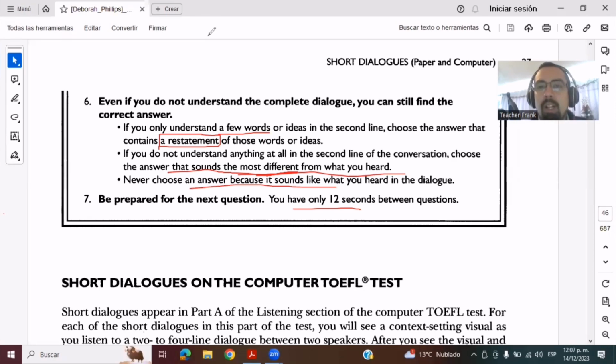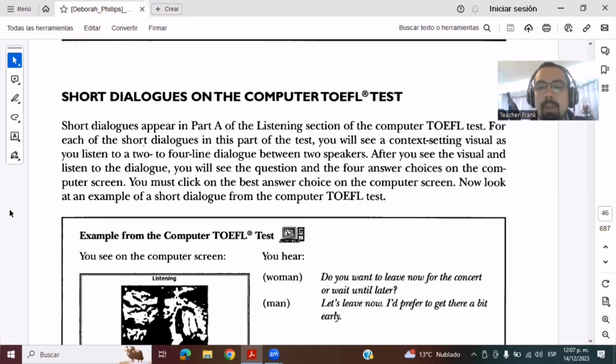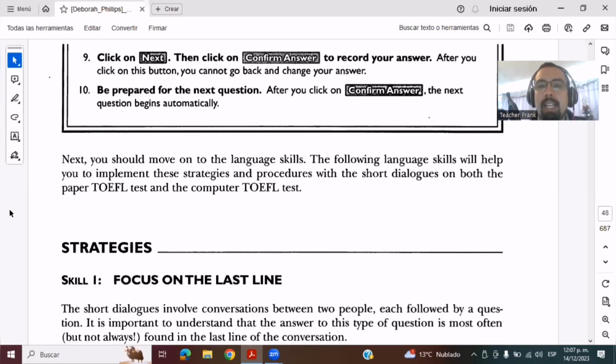Okay, so I hope all of this information is useful for you. And before we start with skill number 1, focus on the last line, I recommend you download the book, check it. You can see that the page here for the PDF is on my screen. It's page 48, or you can look at it from the book. I think it's 27, 28, something like that. So check out the book.